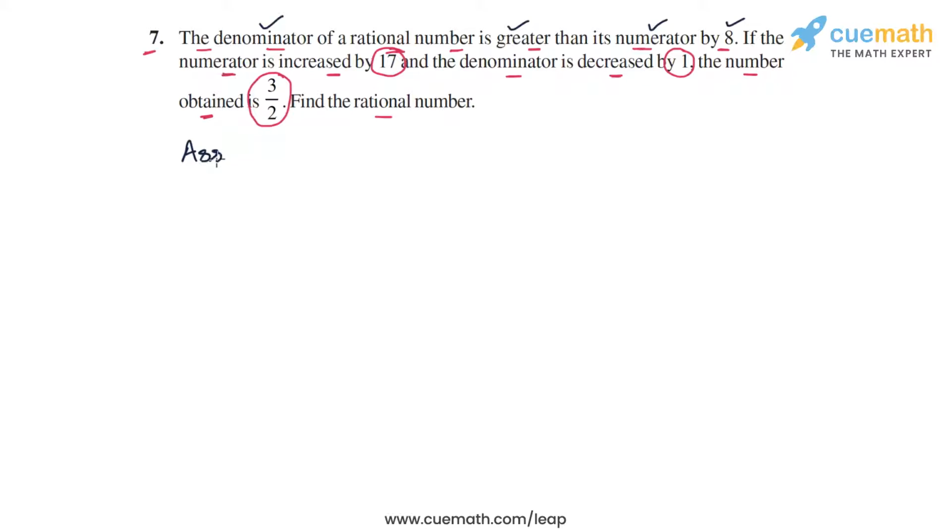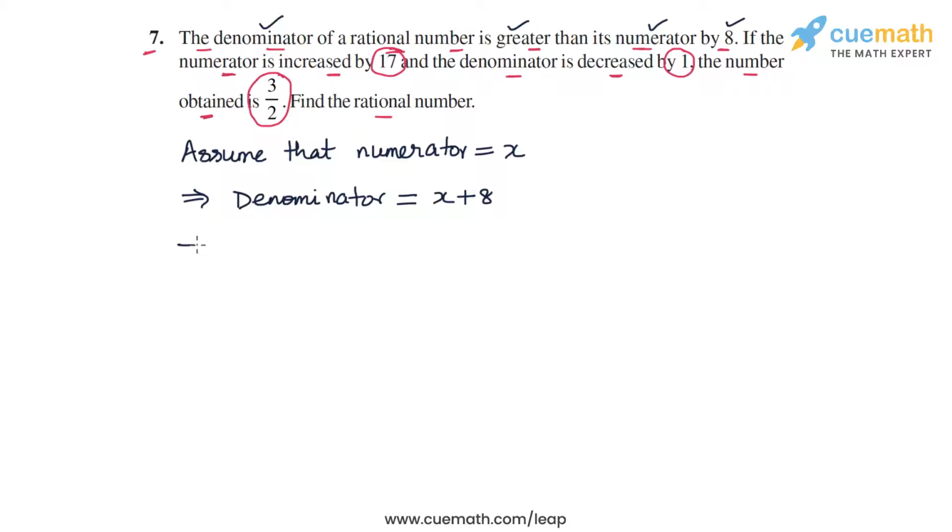So let's start by assuming that the numerator of the original rational number is x, and this means that the denominator of this rational number will be 8 more than x, or the denominator will be x plus 8, and hence this means that the original rational number will be x divided by x plus 8.